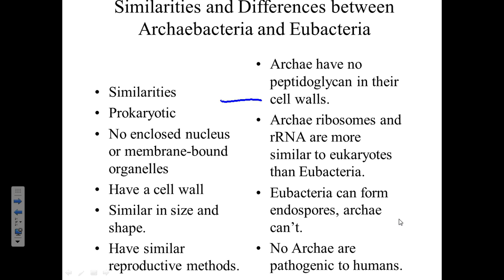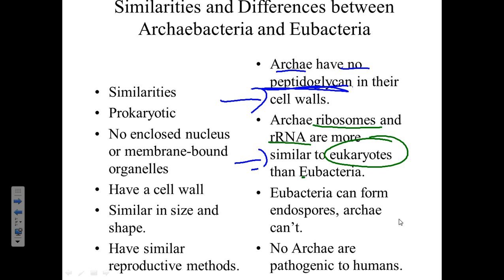And then everything over here in the right-hand column, these are some differences. So the archaea don't have the peptidoglycan that we would find in the cell walls of eubacteria. So archaea have no peptidoglycan. The ribosomes and the rRNA found in archaea are more similar to our ribosomes than they are to eubacteria. And that's why on that phylogenetic tree we saw archaea is kind of close to eukaryotes. They seem to be genetically related.